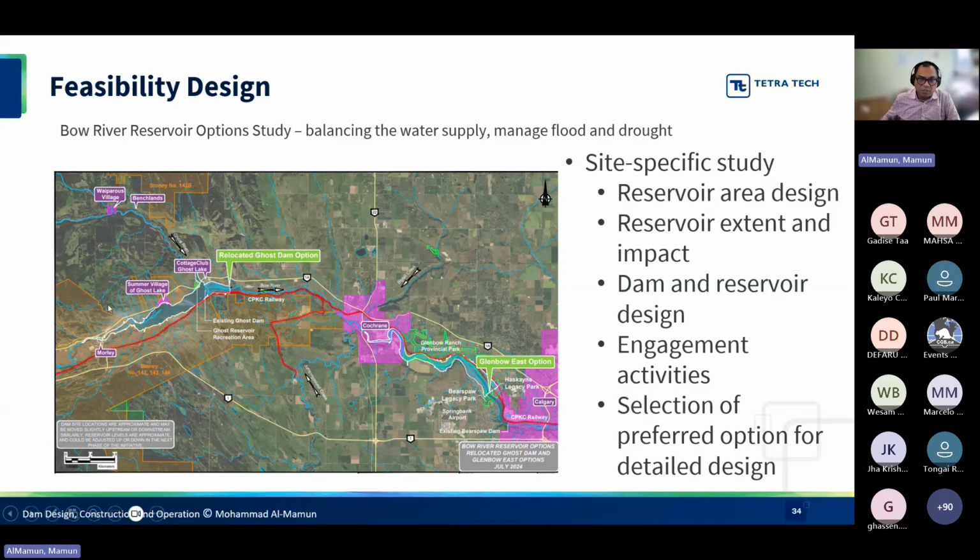So the outcome was that once this preliminary level of detail was developed, we could see each of these options much more closely compared to the pre-feasibility, right? And we were able to come up with all the relevant information for the owner to select a preferred option that is going to move into the detailed design.